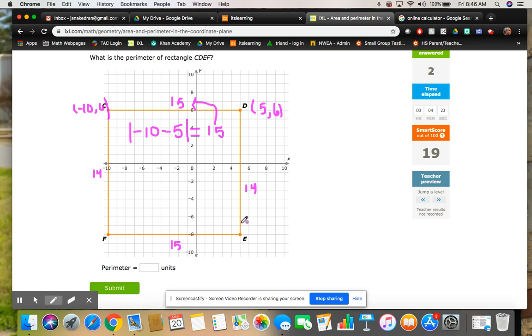And I can do the same thing for this length. So this point down here is (5, -8). And this vertical length runs along the y-axis, so I would subtract my y's. So that would be -8 minus 6, and I take the absolute value. This would be -14. Absolute value of -14 is 14, right? So that's where this 14 is coming from, here and here. Okay. So then I'm just going to add 15 plus 15 plus 14 plus 14, and that's going to give me a perimeter of 60 units.